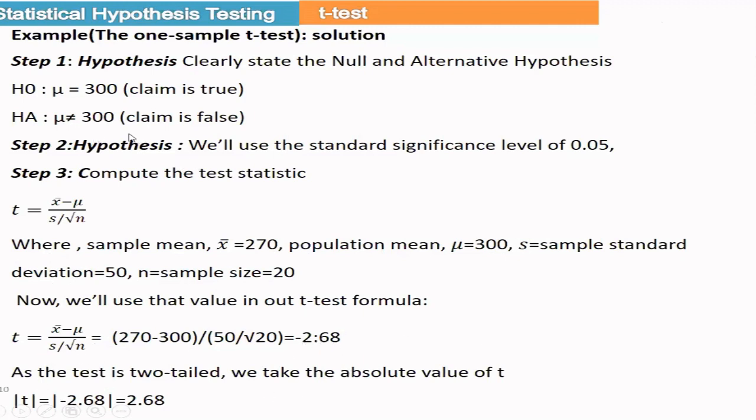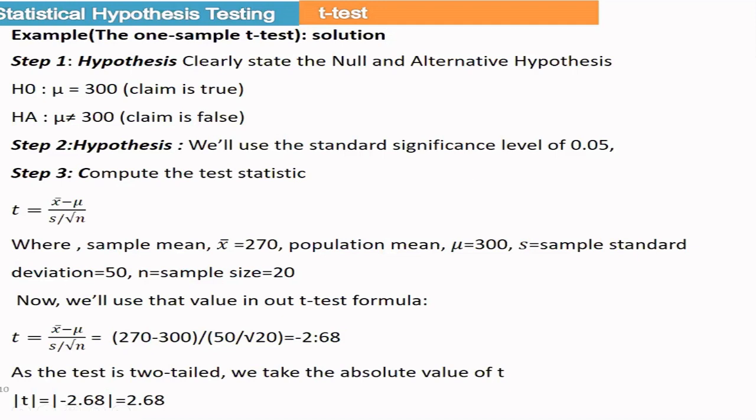As we know, when the hypothesis is a two-tailed test, we have to take the absolute value, so the absolute value will be 2.68. In this way we can calculate the t statistic. Always remember that we can use the t-test when the sample size is usually less than 30, and most importantly, the population variance is unknown and is calculated from the sample.